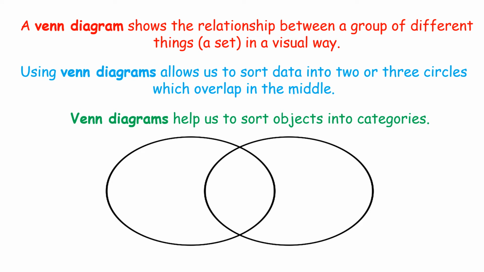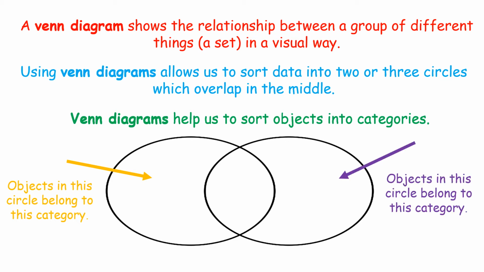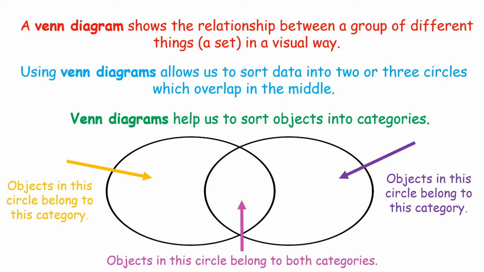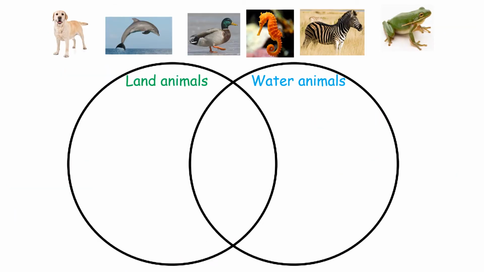So here is a Venn diagram. It's a blank Venn diagram, but you can see the 2 circles overlapping. So objects in this circle belong to this category, and objects in this circle belong to a different category, and objects in the middle part where it overlaps, they belong to both categories. So we had a look last week at some Venn diagrams using things that we already know about.